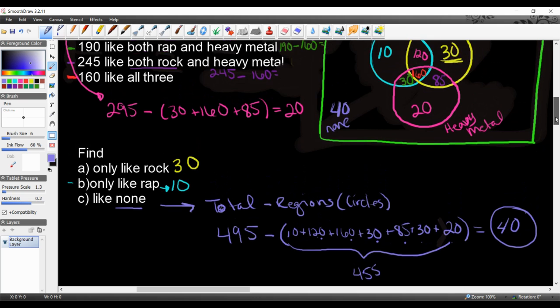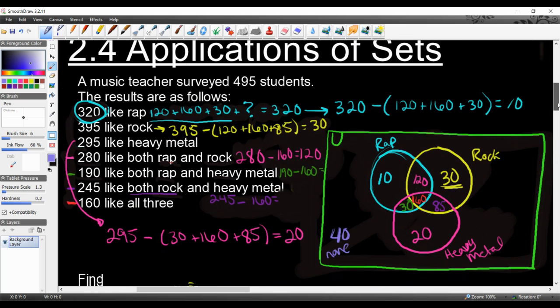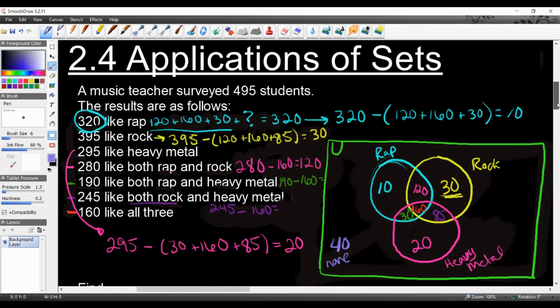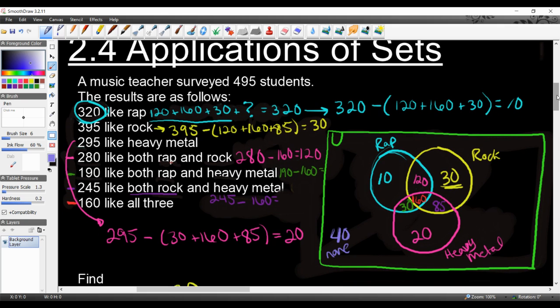They perhaps like country or something. I don't know. Maybe they like mariachi. Who knows? But yeah, that's pretty much it. And this is how we use Venn diagrams to organize our information and to figure out who likes what or, depending on the situation, who did what sport, stuff like that.